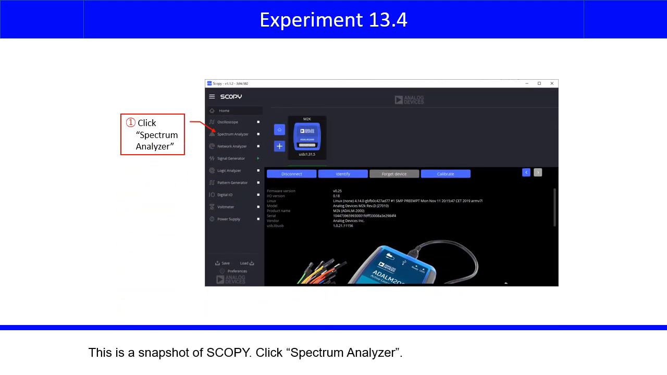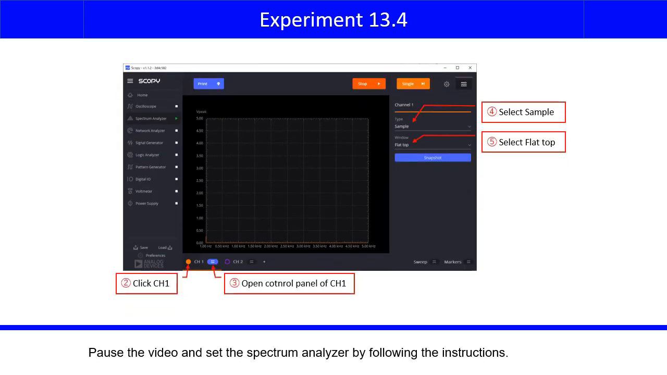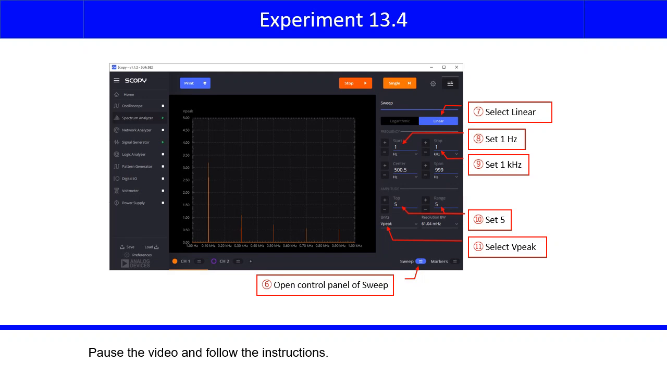This is a snapshot of Scopy. Click Spectrum Analyzer. Pause the video, and set the spectrum analyzer by following the instructions. Pause the video, and follow the instructions.